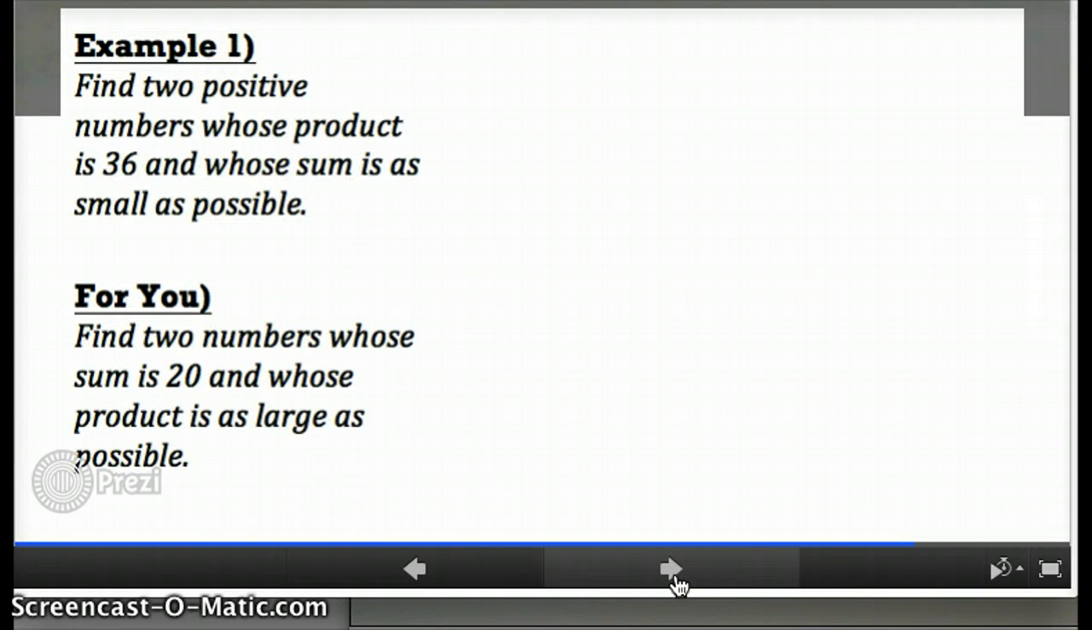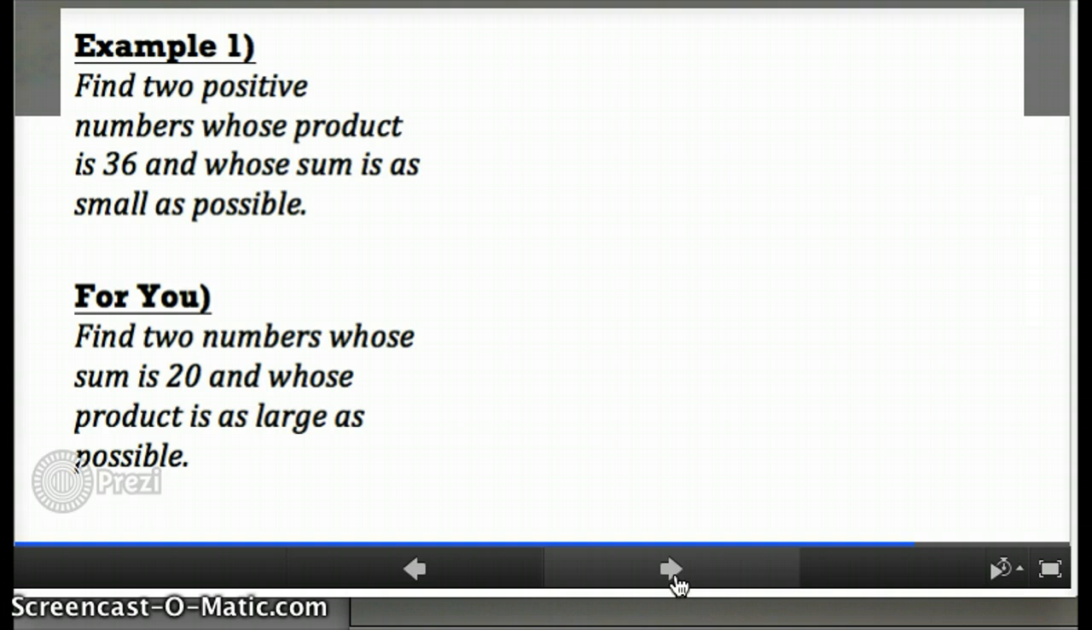Here's the first example we'll talk about. Find 2 positive numbers whose product is 36 and whose sum is as small as possible. Now, this may seem like a really unimportant problem. It doesn't feel very relevant to the real world. I get that. I do want to use this problem just because it's short, and I'm going to use it to show you an overview of the whole process for optimizing.